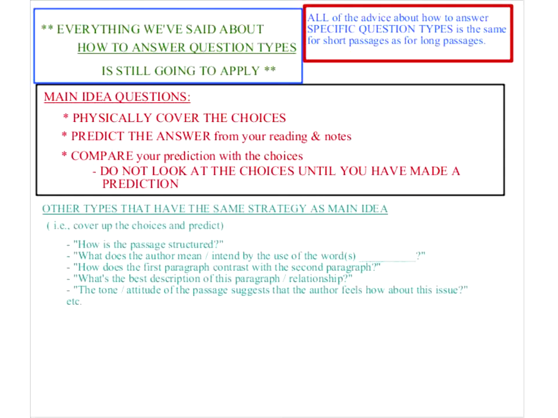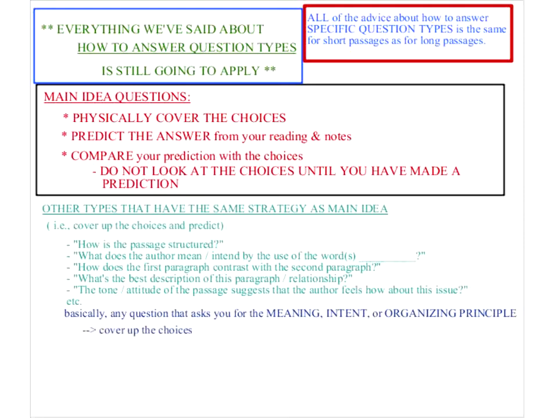Basically, all these questions have in common the idea that basically any question that asks you for the meaning, intent, or organization, organizing principles, you still want to cover up the choices, predict, check. And then again, if you are an extreme memorization-based thinker, like if memorization is literally the only technique you use to learn anything, and again, there are not many of those people, but if you are one of them, then you may want to just randomly guess or skip it so that you can spend the time on things that you're better at.